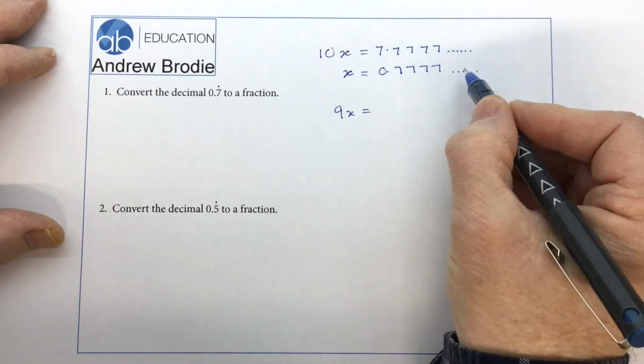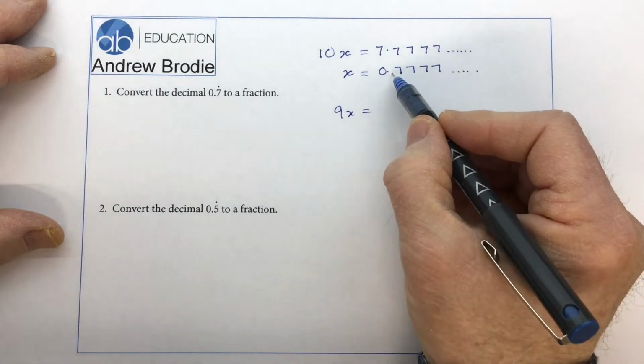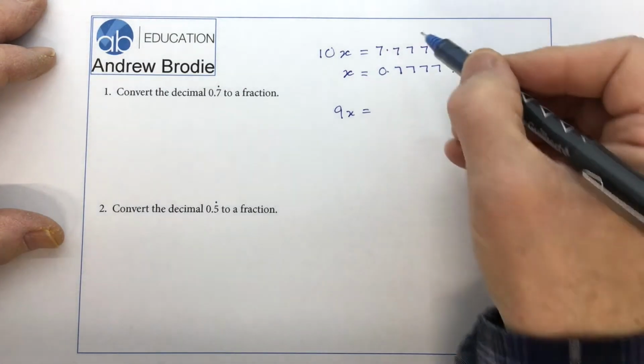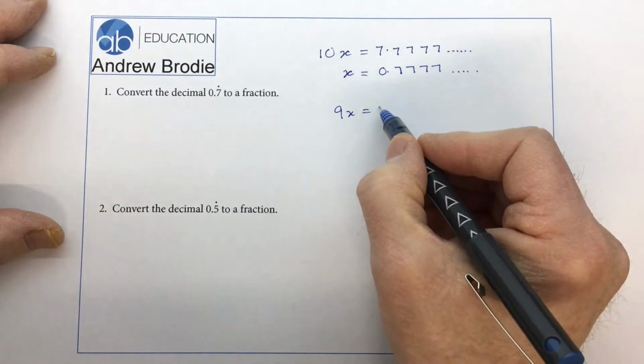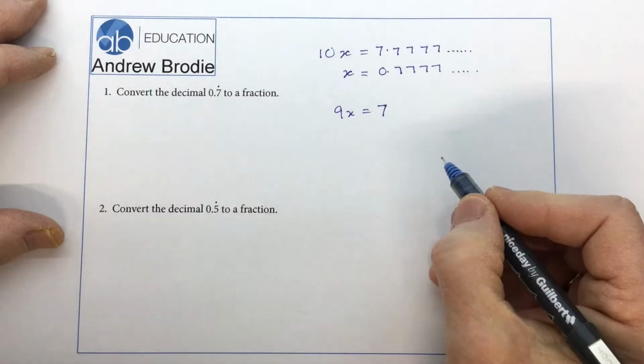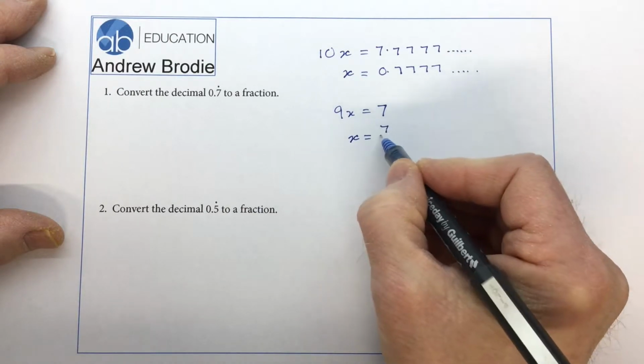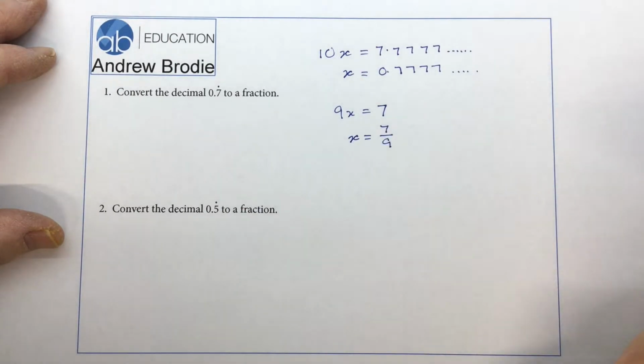And now if we do a simple subtraction, 10x take away x is 9x, and that lot take away that lot, well, you can see that the 0.7777 and the 0.7777 are going to knock each other out. So we're going to get 9x is equal to 7, and all the recurring part has gone. And then x is obviously equal to 7 over 9. And that's the job done.